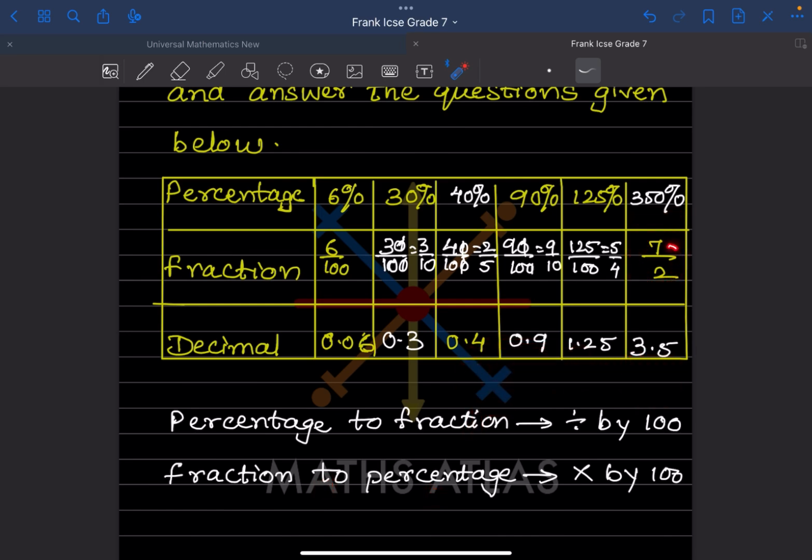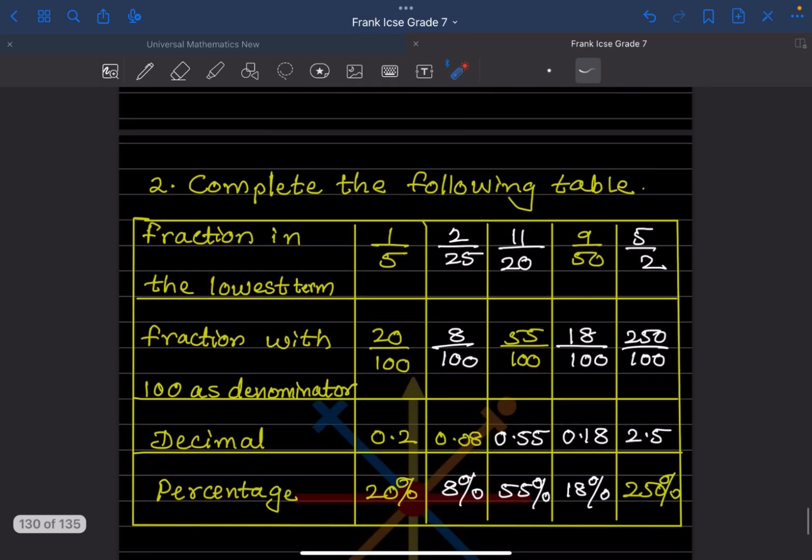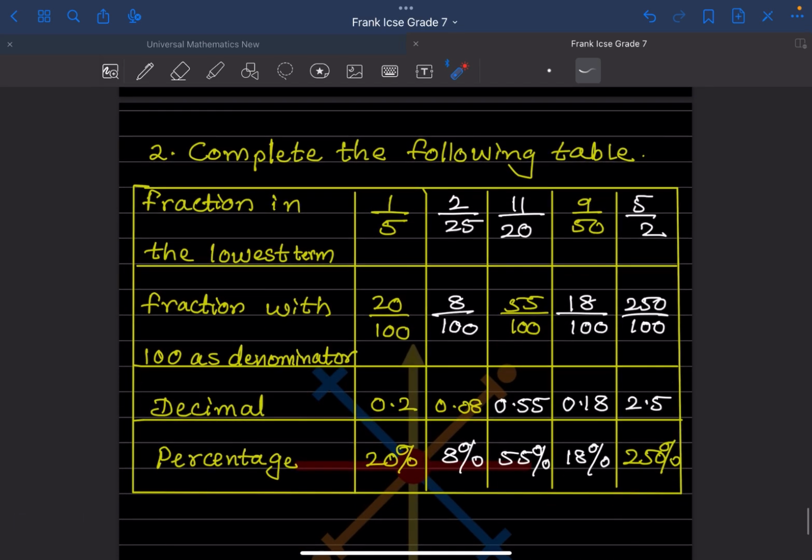And this in decimal, what will you do? 7 divided by 2 means 7 divided by 2. You are going to write here 2 threes are 6, and this will be 1. And then if you put here 1 0, that is going to be 5. So that will be 3.5. Now here, look at the next table. Fraction in the lowest term.